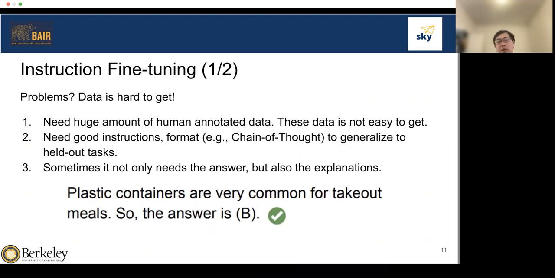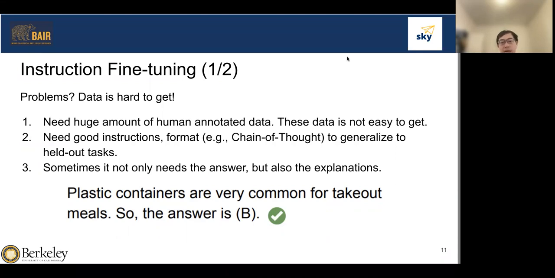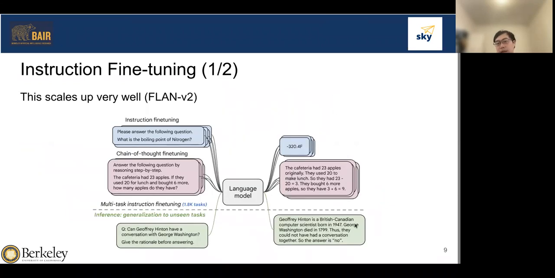Sometimes you not only need to provide the answer, you also need to provide some explanations in your labels. Let's also see this FLAN series of task collection as an example. This means in your task answer, you could write something like -320.4 Celsius, or you need to write something like the entire reasoning path. Like the cafeteria had 23 apples originally, and then step-by-step reasoning, and finally they reach an answer. This all needs to be collected by human laborers.